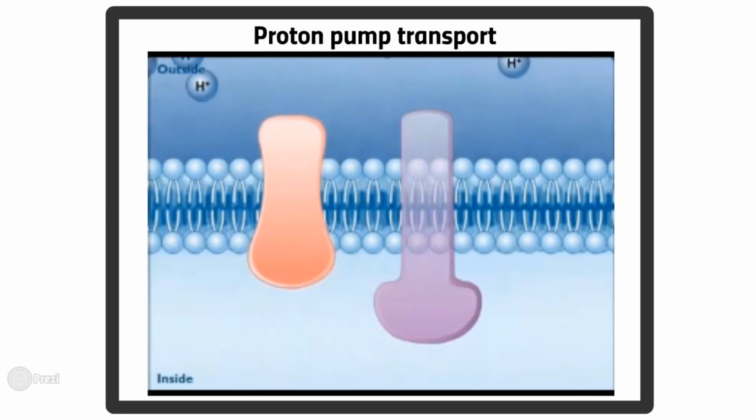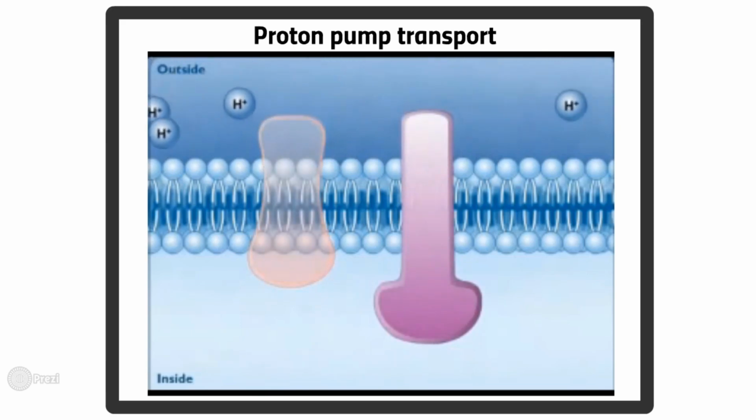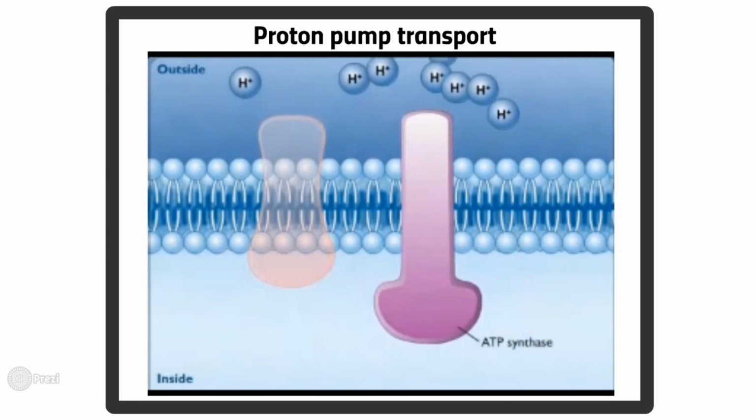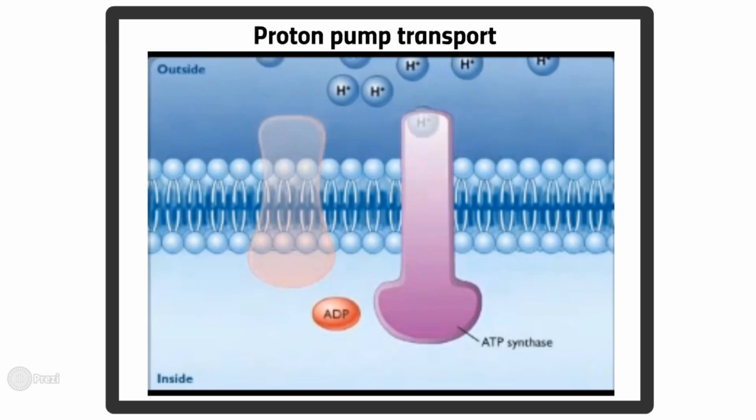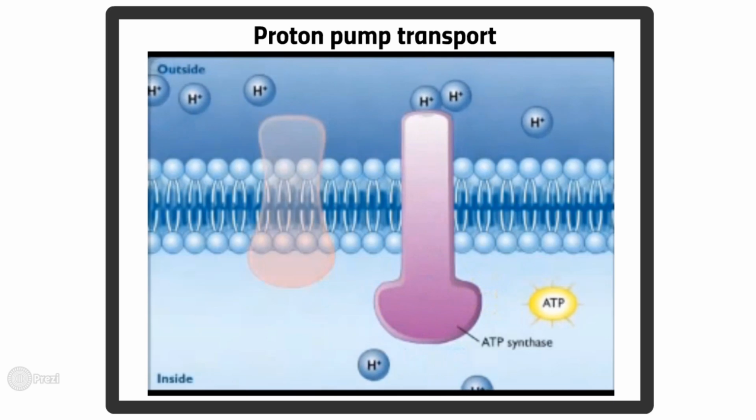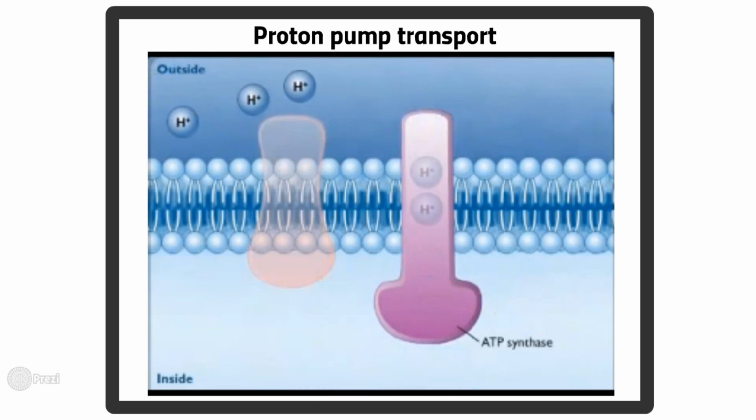Instead, they must pass through a special channel. The protons move through this special channel, which is the enzyme ATP synthase. This enzyme uses the energy derived from the movement of these protons to convert ADP into ATP. The movement of protons down the concentration gradient provides the energy for ATP synthesis. This mechanism of producing ATP is called chemiosmosis.